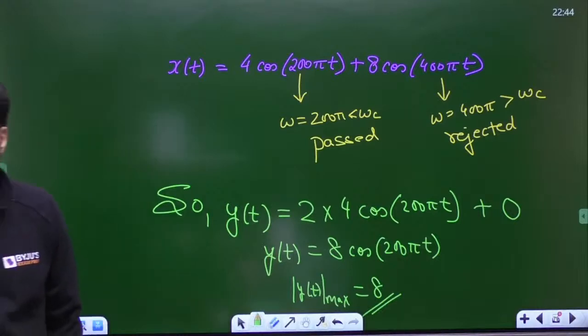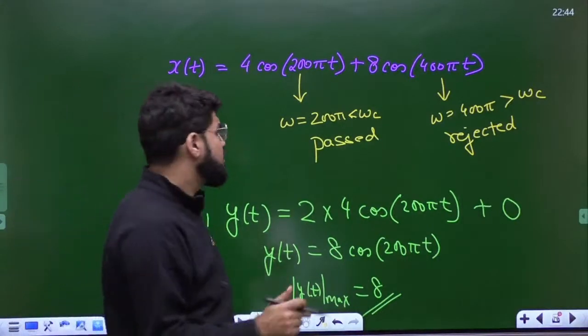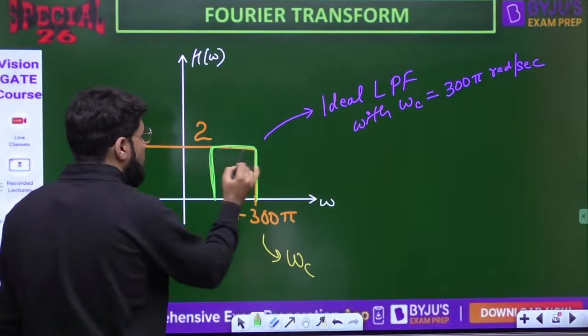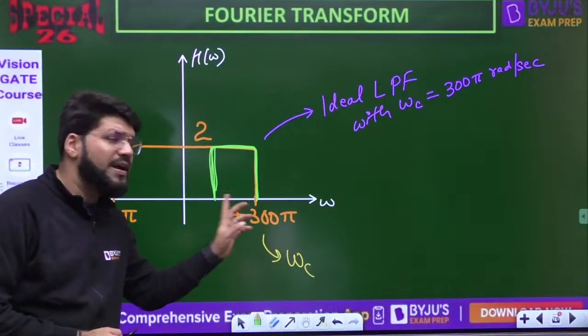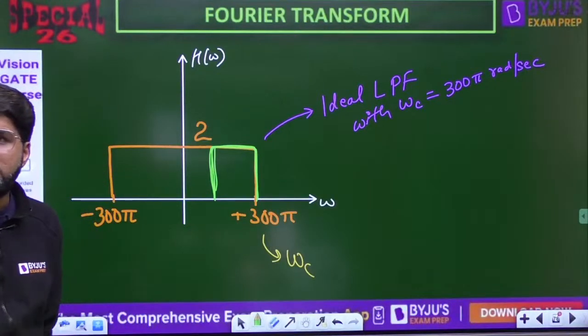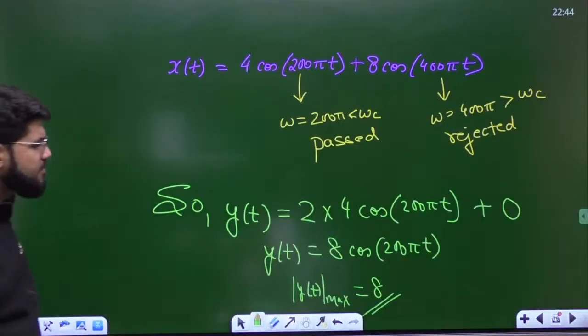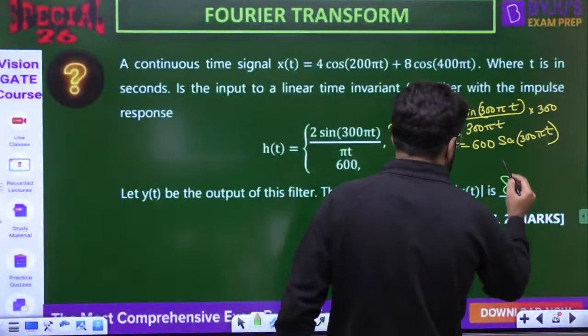NAT question. Band pass, when it passes a finite band of frequency, something like this, not starting from the origin. If it passes a set of frequencies from omega 1 to omega 2, then it is a band pass filter. The answer is 8. Okay, the answer is going to be 8.